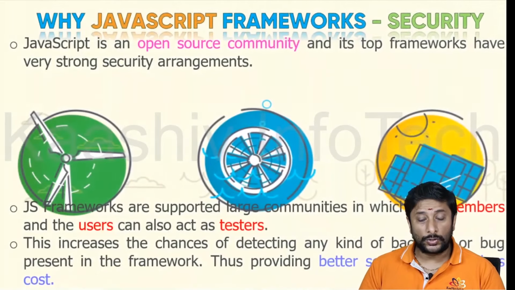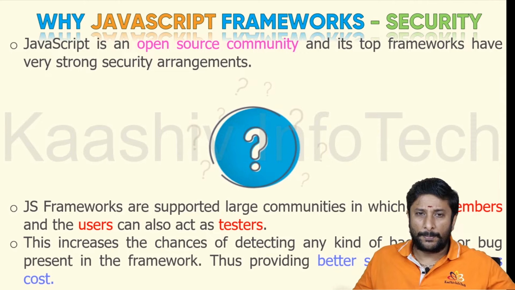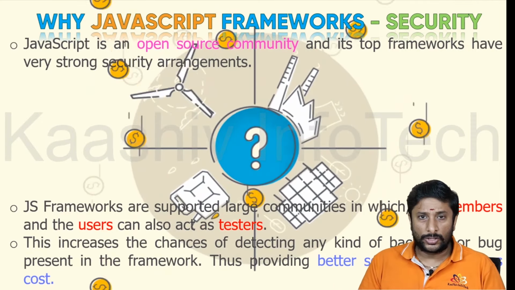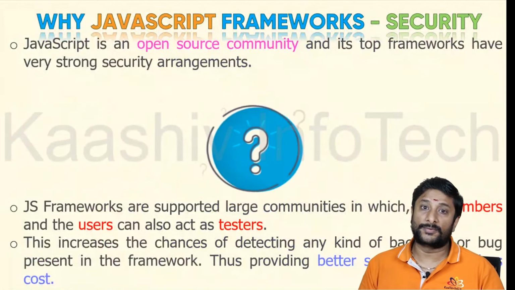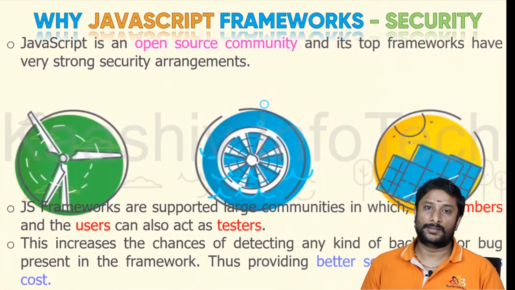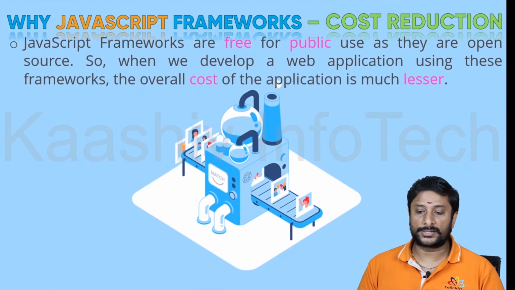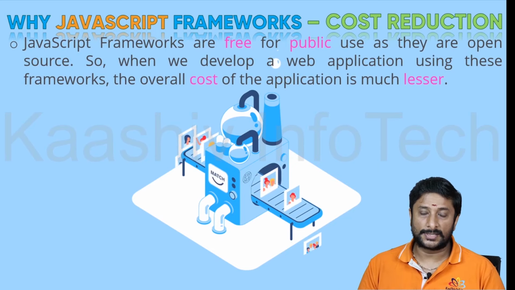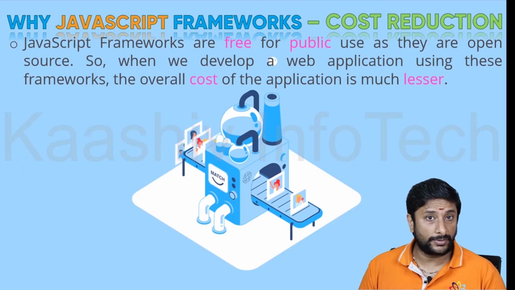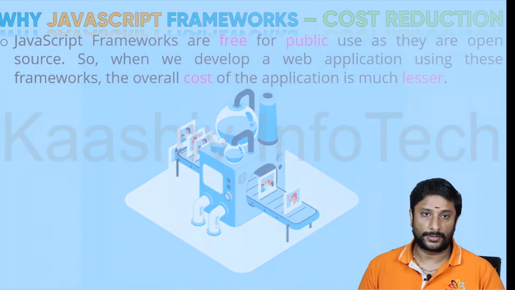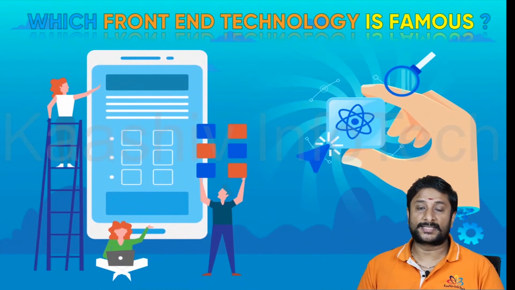The other thing is the security part. JavaScript is an open source community. Many people will start testing it, and they'll tell you the bugs and everything, and resolving the bugs and creating a secure framework is really easier for the people. So JavaScript frameworks are comparatively secure. And then cost reduction. It is free and has public users. Obviously many people start working on it, and the overall cost of the application is much lower if you use a JavaScript framework. So among the JavaScript frameworks, as I told you, this front end is really famous.